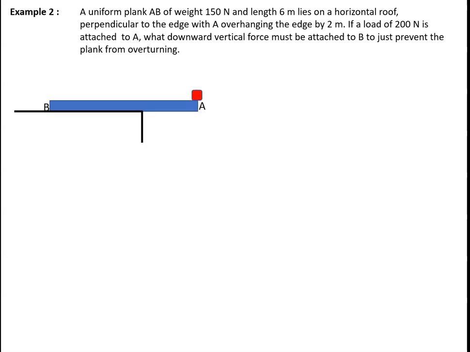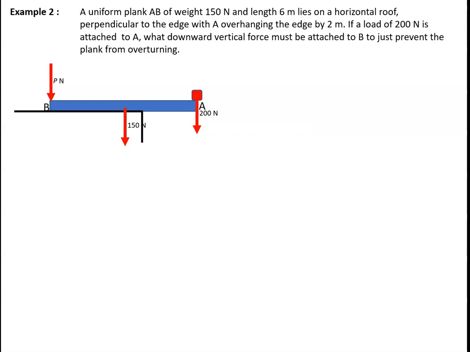So we need a diagram. There's my diagram. I've got the plank AB, and the load of 200 newtons sitting at A, and I'm going to need to add some forces to that. The weight of the plank is 150 newtons, and that acts at the midpoint of the plank because it's a uniform plank. We've got the weight at A of 200 newtons. We've then got the downward force attached to B of P newtons.